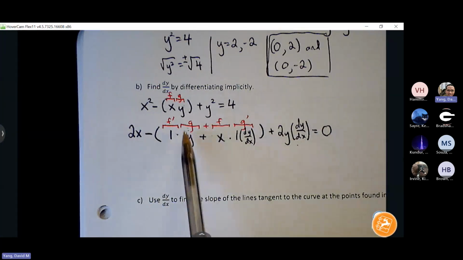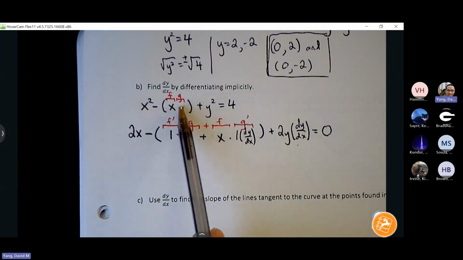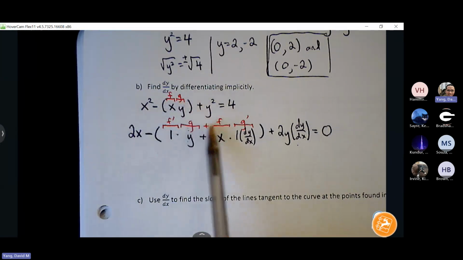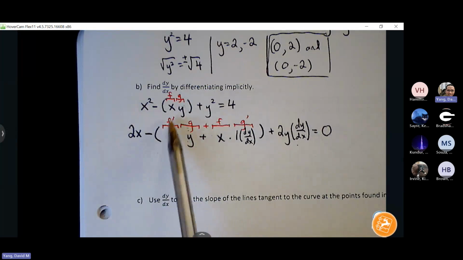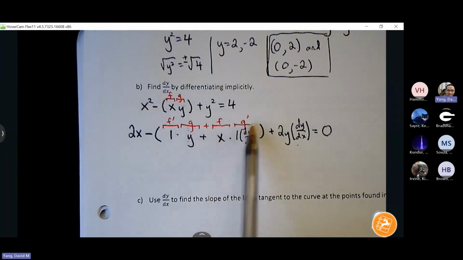That's right. I'm not deriving G and F because G and F is not asking for the derivative. It's just asking for me to pull down whatever G and F is showing me. You only make changes to G and F if F prime and G prime is asking you to do it. Okay, good. Any other questions there?